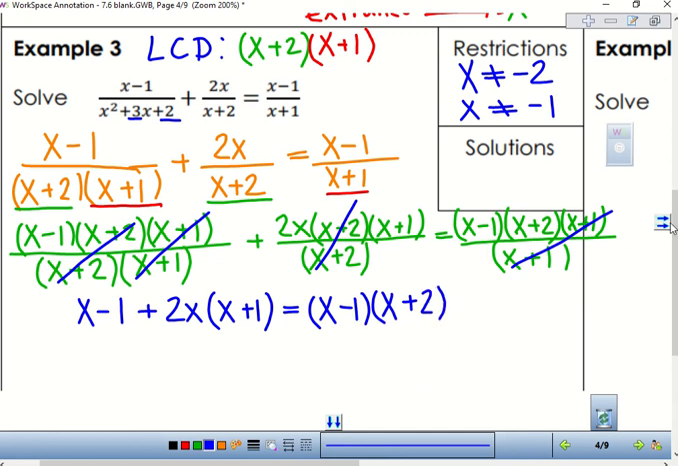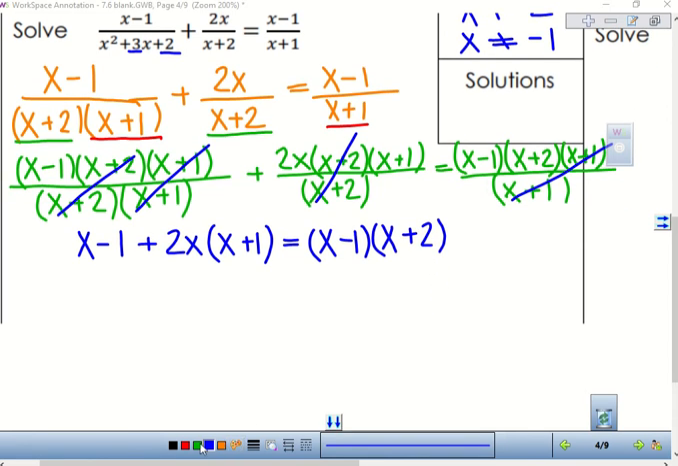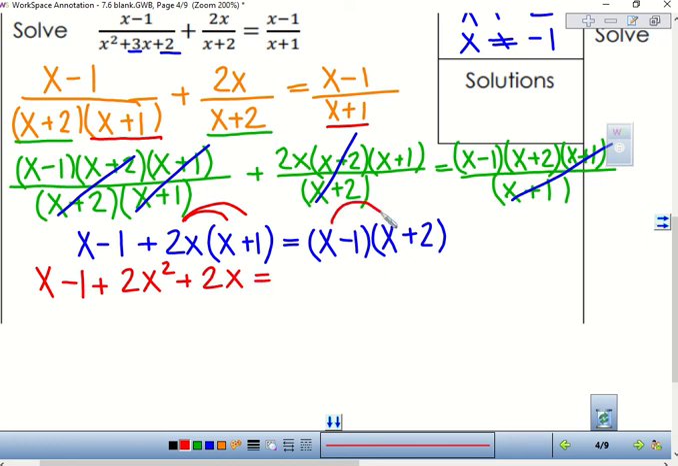And then from here, we're going to need to simplify this. So the way we're going to have to do that is we're going to distribute here, and over here we're going to FOIL. So this is going to leave me with x minus 1 plus 2x squared plus 2x is equal to, distribute, x squared plus 2x minus x minus 2. So everybody with me at this stage, what we did.